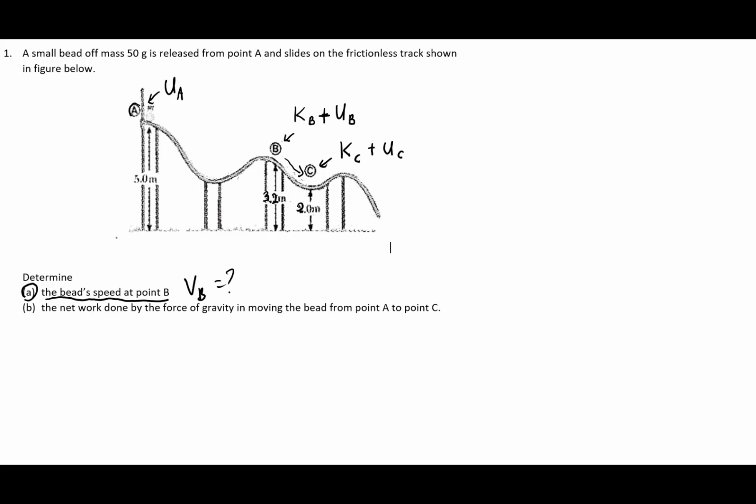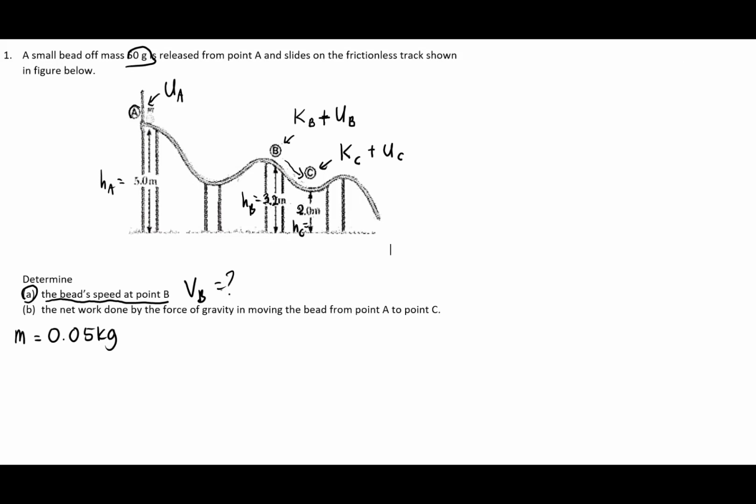All right, let's do the listing first. We have the mass given here, which is 50 grams, and we're going to list it in SI units. So that becomes 0.05 kilograms. What else do we have? Oh, we have all the values. We have HA, HB, and HC right there.